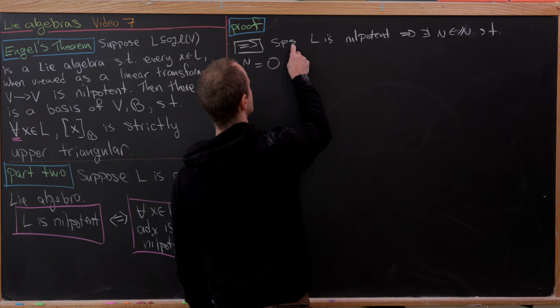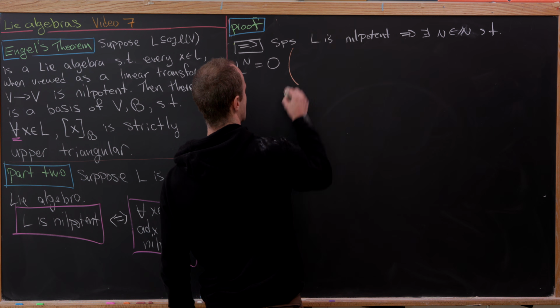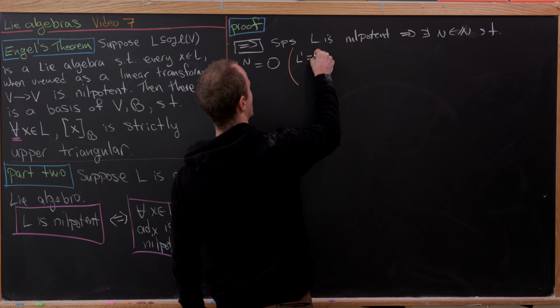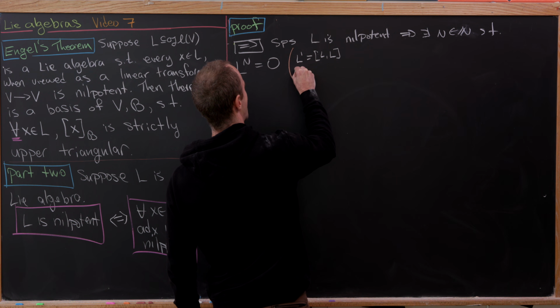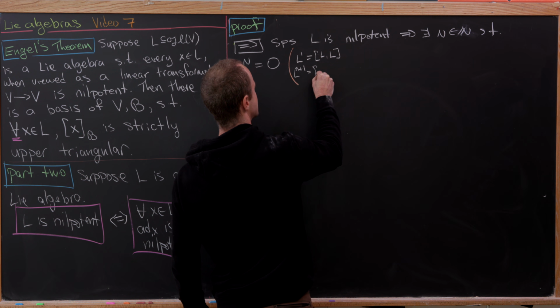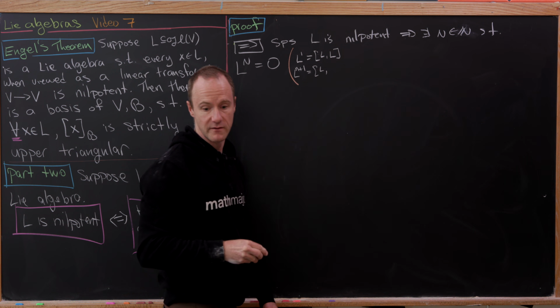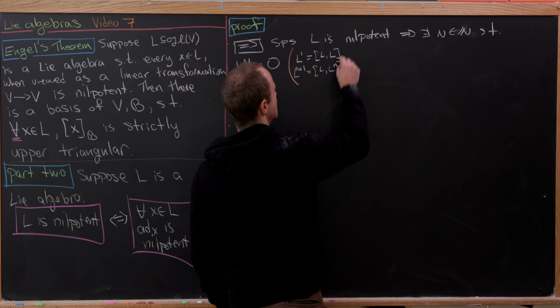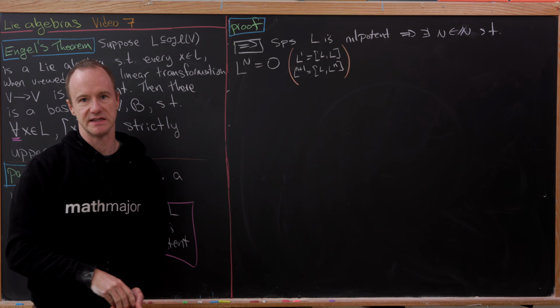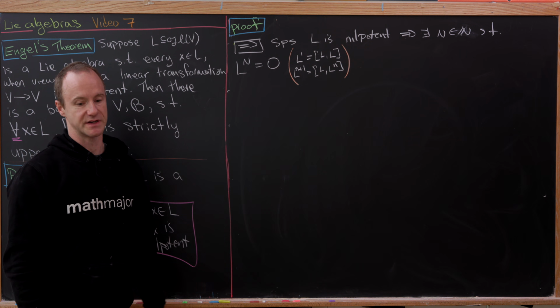And let's quickly recall what L^N was. So L^1 was the bracket of L with L. And then after that, we defined L^(N+1) as the bracket of L with L^N. So that inductively defines these L^N here.